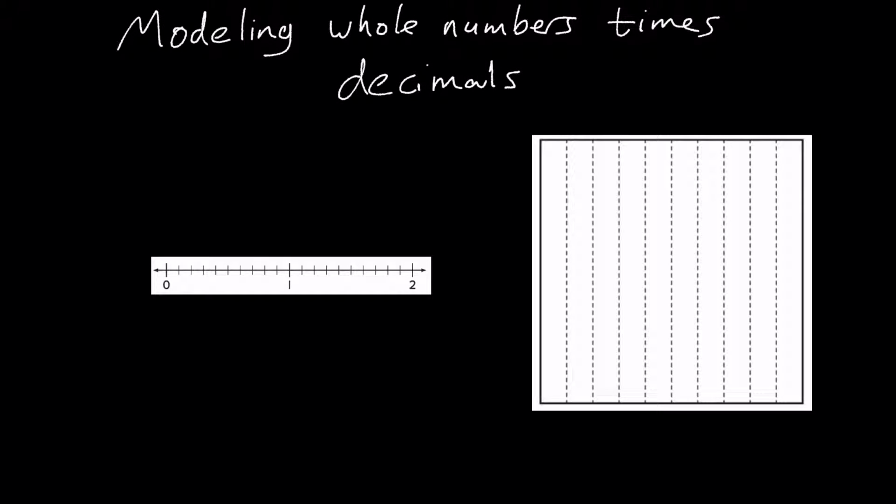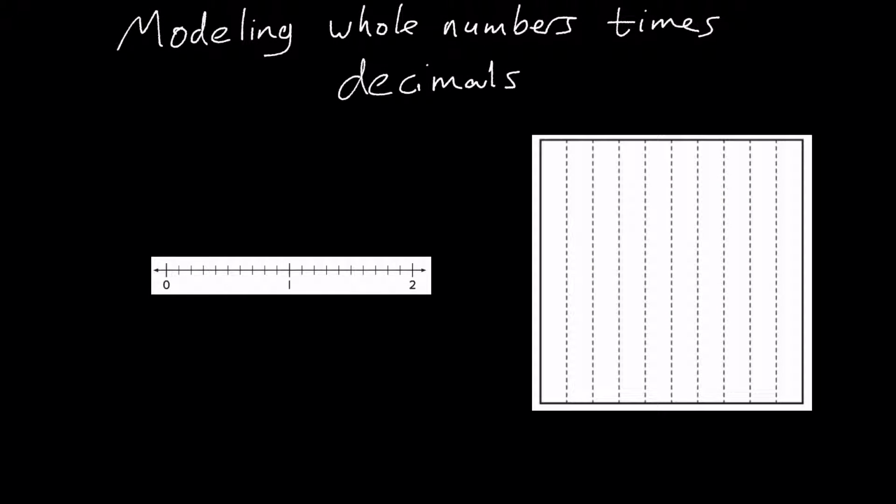This video is going to focus on how to model the multiplication of whole numbers with decimals. And the decimals we are going to focus on for this video are going to be decimals to the tenths place value. I'm not going to be doing decimals to the hundredths or thousandths. We're just going to focus on a whole number being multiplied with a decimal that goes to the tenths place value. And the models we are going to create them with are going to be number lines, as you can see down here, and grids, which you can see over here.